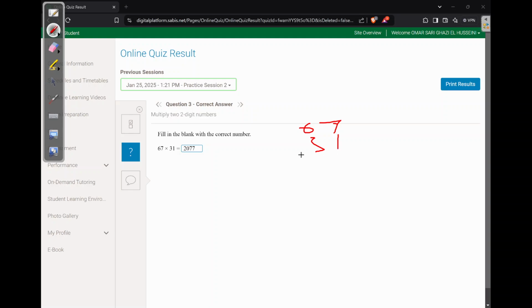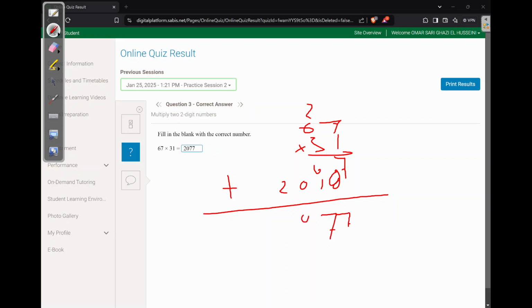Okay, 67 times 31. 1 times 7 is 7. 6. We add that 0. 3 times 7 is 21. 3, that's 18. We add that 0. 7, 7, 0, 2. Okay.